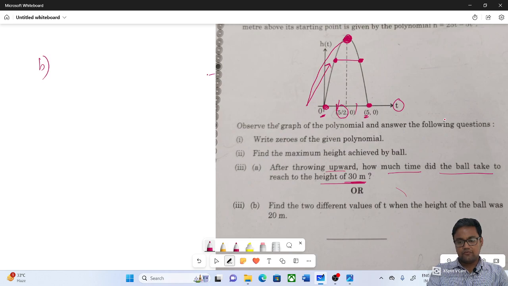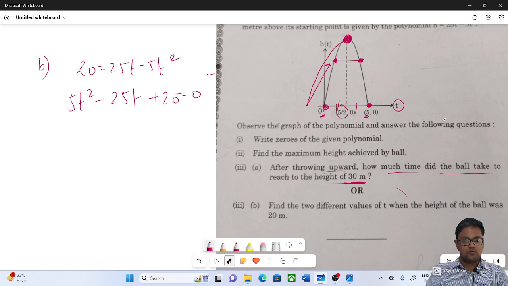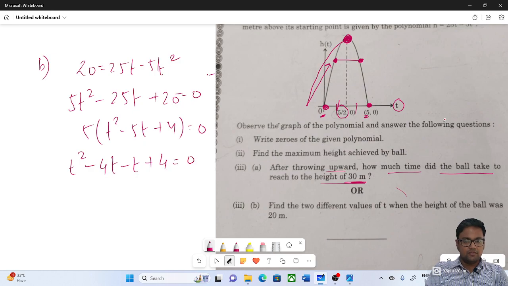Find the 2 different values of t when the height of the ball was 20. So the height was 20, 25t minus 5t square. Sorry for the handwriting, but I have to be quick because I need to go out somewhere. Plus 20 is equal to 0, so I will just do it quickly. 5 will come common. t square minus 5t plus 4, you can see 5 goes there and becomes 0, and t square minus 4t minus t plus 4. This is how you will split the middle term. t will come common, t minus 4 into t minus 1 equal to 0. So t will be either 1 or 4, right?